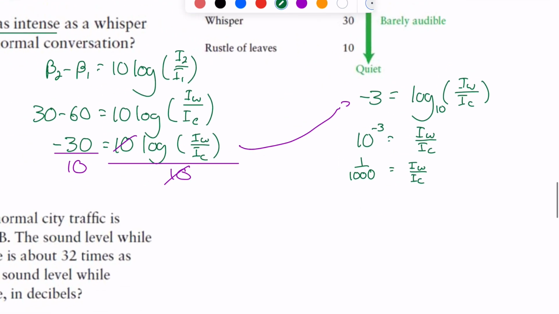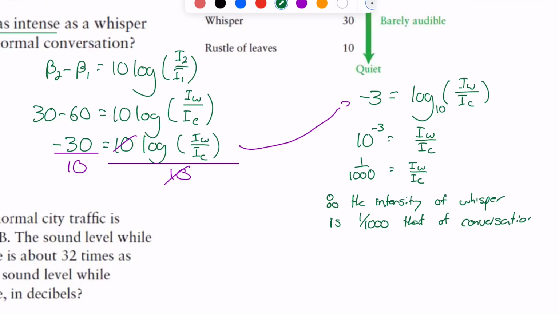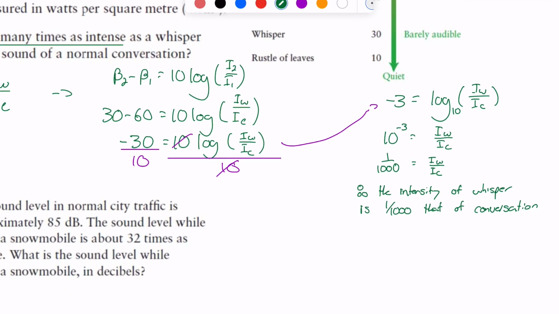So therefore, the intensity of a whisper is 1/1000th that of a conversation. So much smaller. It's actually good that this is a problem, because you can see that it doesn't always need to be a bigger number. You're not always comparing the larger number to the smaller number. Sometimes you can have a fraction. The intensity could be a smaller number.